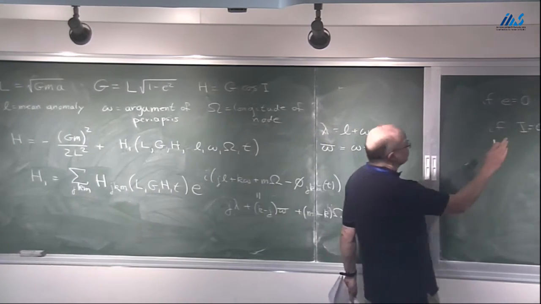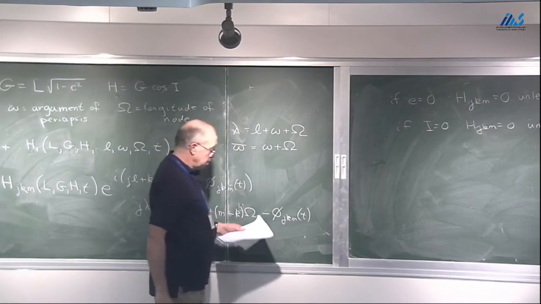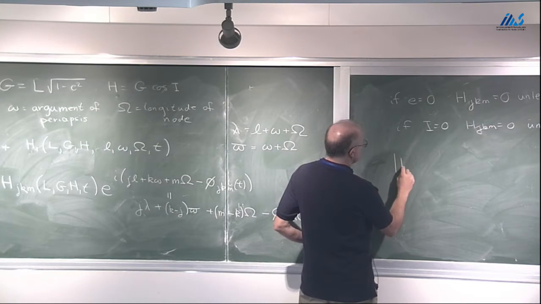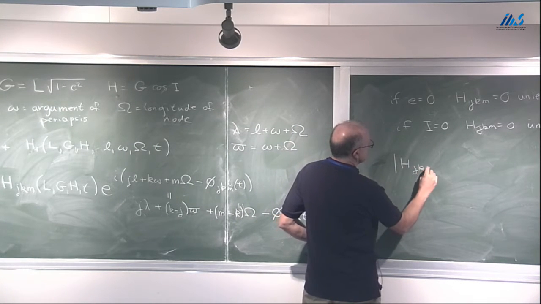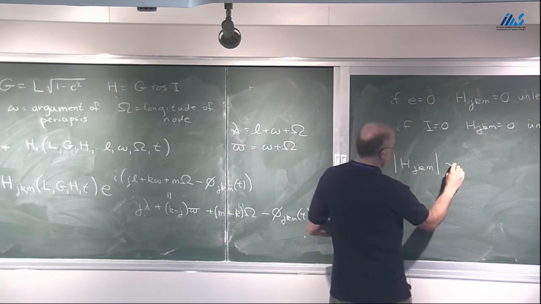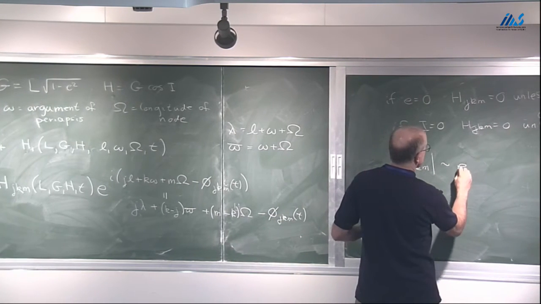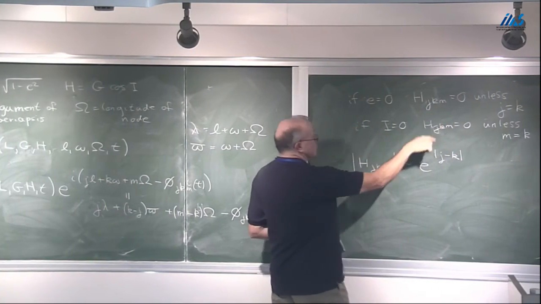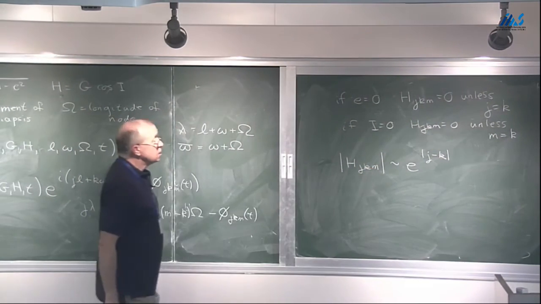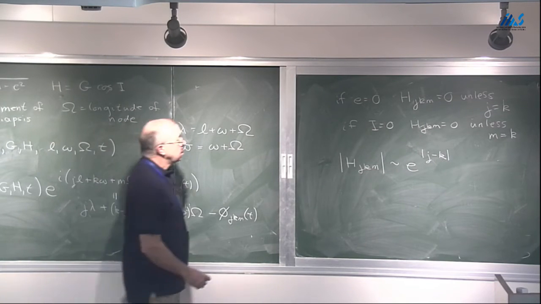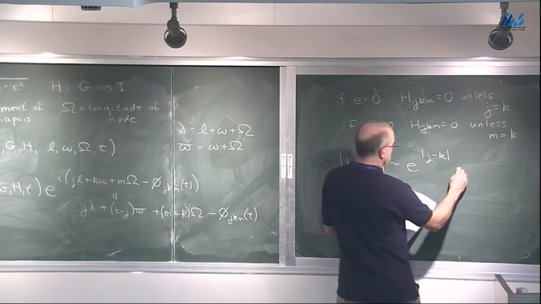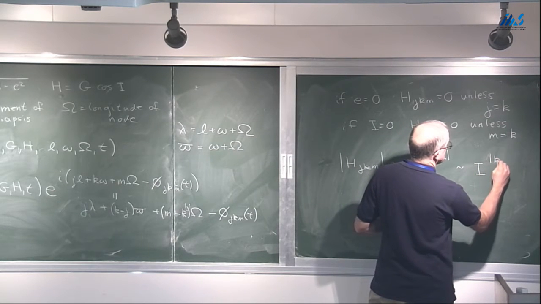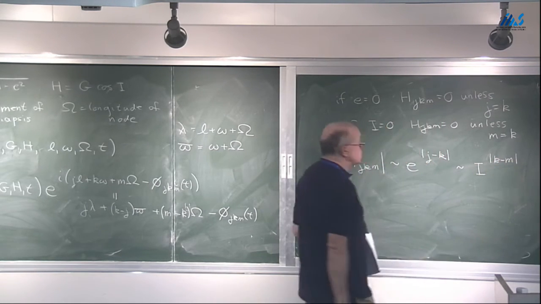These two statements can be generalized, and the generalization is to say that the absolute value of H_jkm goes like the eccentricity to the absolute value of j minus k. So that's consistent with that, but tells you how it varies if j is not equal to k, and it's also proportional to the inclination to the absolute value of k minus m.